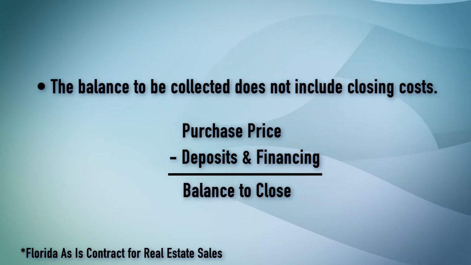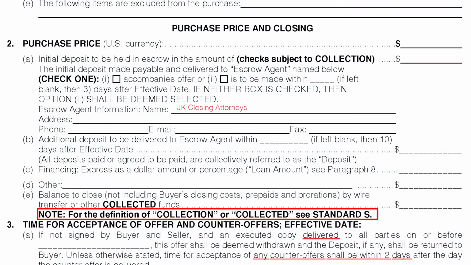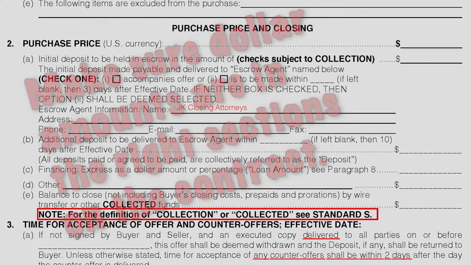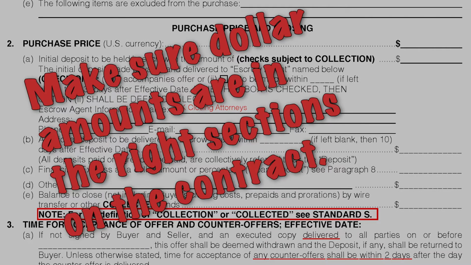I have seen situations where somebody writes the financing dollar amount in the additional deposit line. That could be catastrophic for a buyer. So please make sure that you're putting the right dollar amounts in the right sections here. And you can also put a percentage for the loan amount.